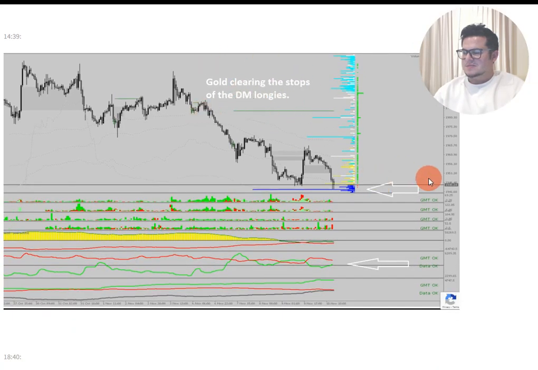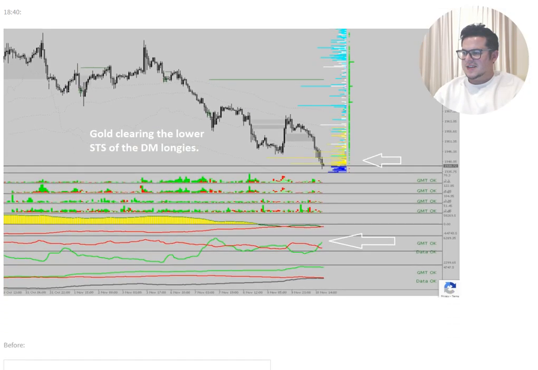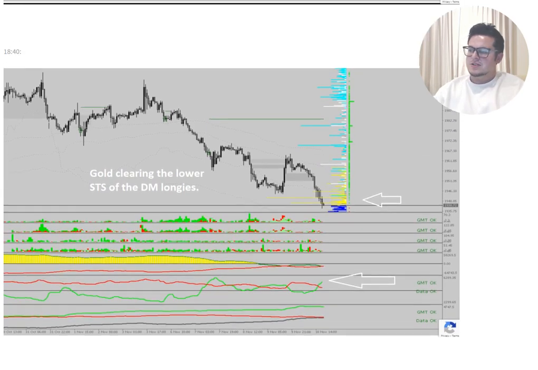I wrote clearing the stops of the money longies. This all gets taken. Kaboom. Okay, nice short trade. I did a short gold trade there.